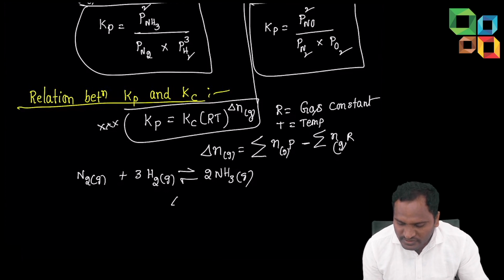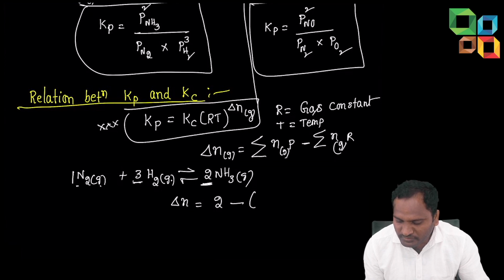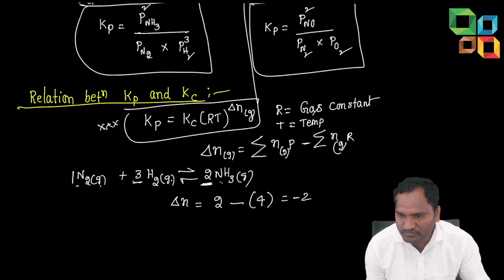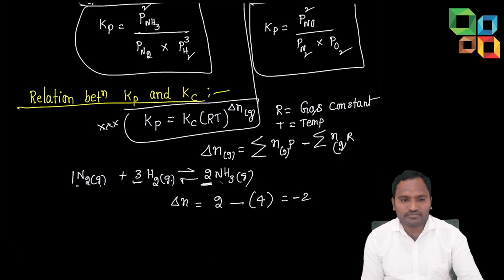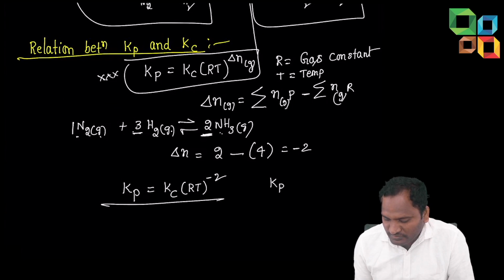So now delta n is equal to the sum of the number of moles of gaseous products. Only gaseous products you have to take. How many moles of gas are there? Students, on the product side, 2. On the reactant side, there is 1 mole of gas and 3 moles of gas. Products minus reactants: right side minus left side. How much will we get? Minus 2. So Kp is equal to Kc into RT power minus 2, we can write now.